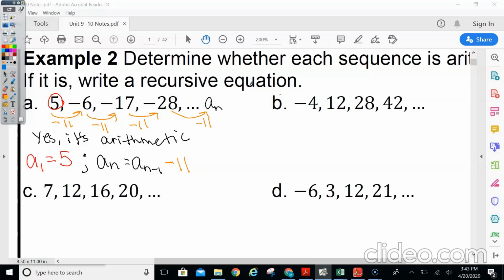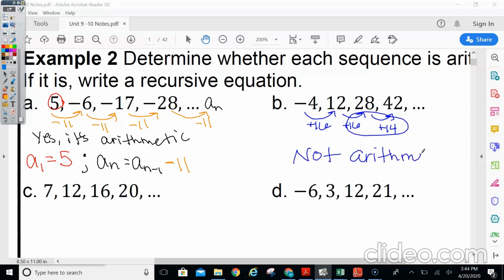Okay, what about the second example? From here to here, 12, 13, 14, 15, 16, so I'm going to add 16. From here to here, I'm going to add 16. So make sure you check all of them, because from here to here, even though those are 16, this one actually ends up being 14. So because these are not the same, you say it's not arithmetic. So make sure you check all the numbers in the pattern, not just the first two.